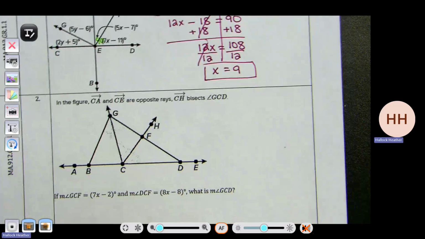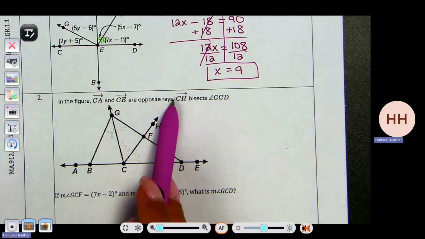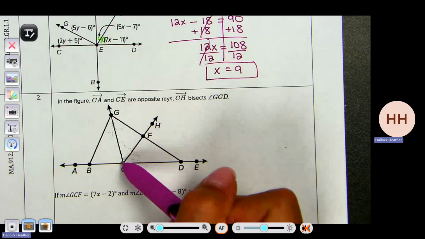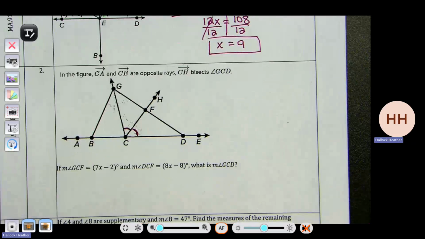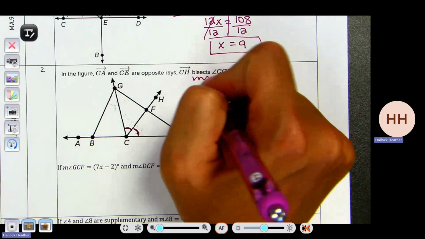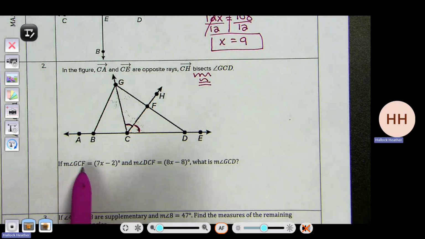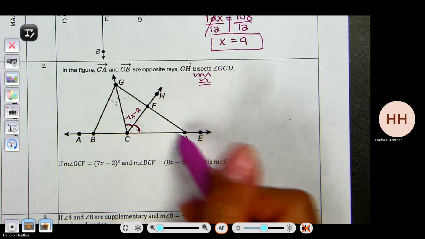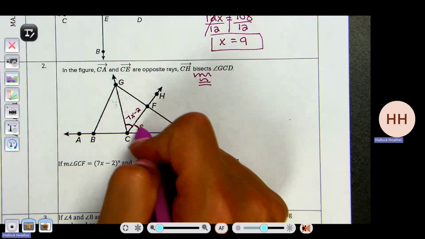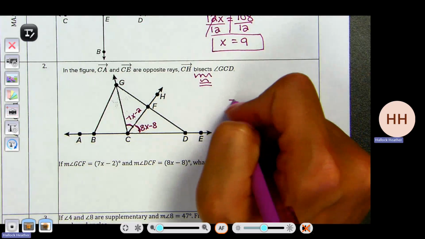Number two says that CA and CE are opposite rays, and CH bisects GCD, meaning this side is congruent to this side. Whatever's on one side is on the other side. Bisect means congruent. It means the same. It means they're equal. So GCF is 7x minus 2. DCF is 8x minus 8. Since they're bisecting, they're congruent, they're equal, I'm going to set them equal to each other.